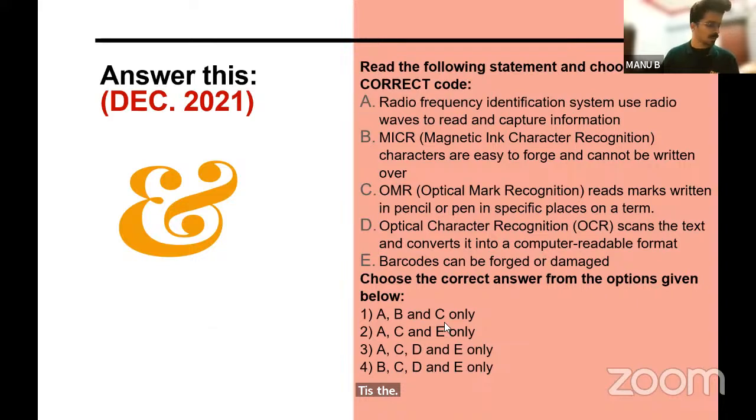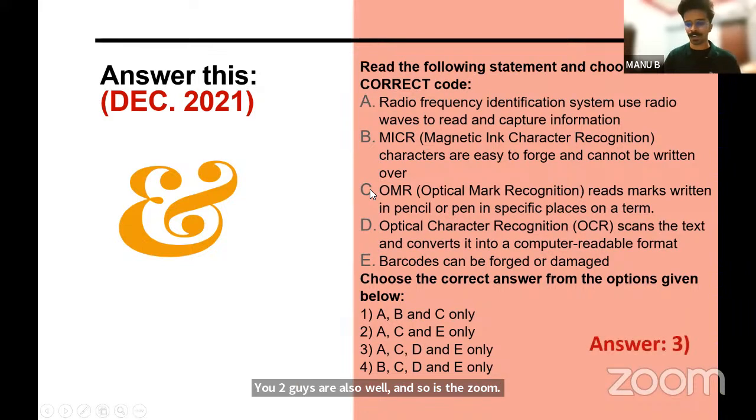YouTube guys are also responding so well, and so are the Zoom people. Even if we are running out of time, you are responding right. Option 3 is the answer. Very good.